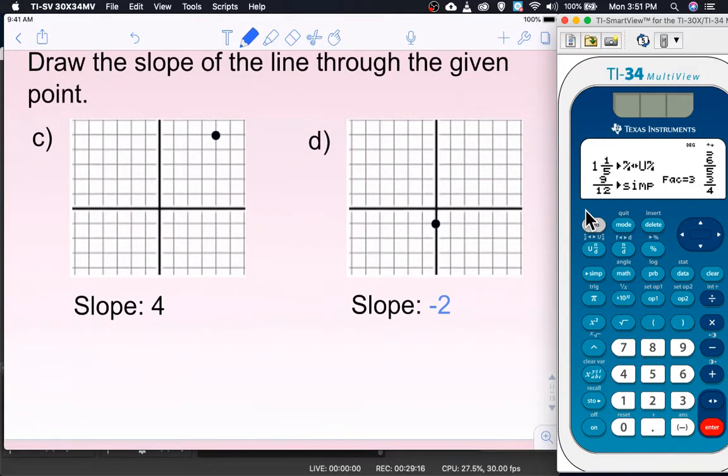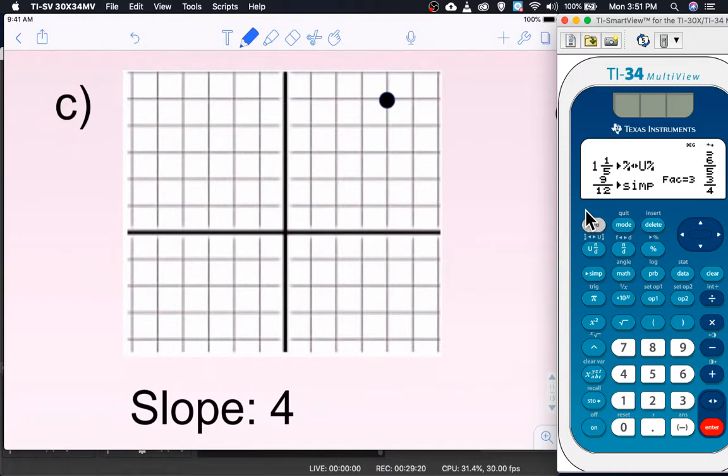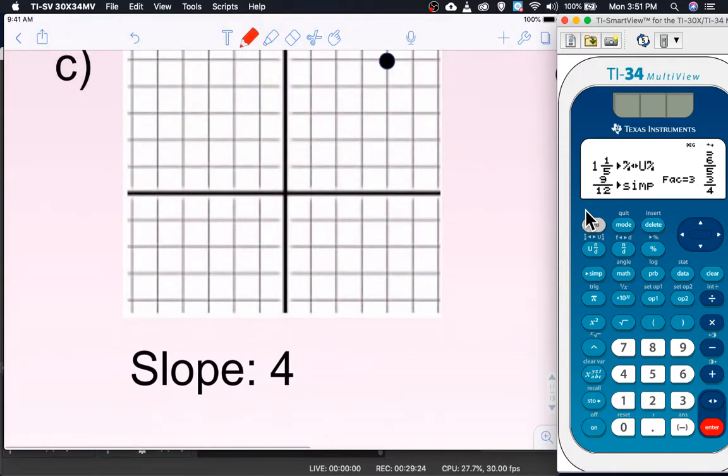Okay, one more for me, and then there's one there for you. So I'm going to draw this line with a slope of 4. Now we've got a slight problem. My slope is not a fraction. Like if I'm looking at rise over run, I don't have that. I have one number. Is that the rise? Is that the run? What is it? Well, we've done this before.